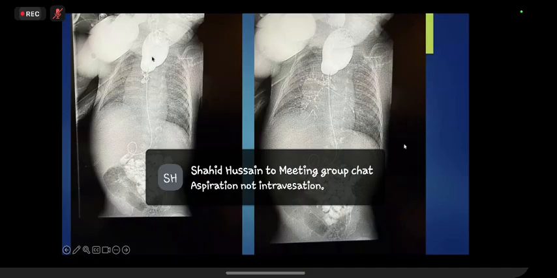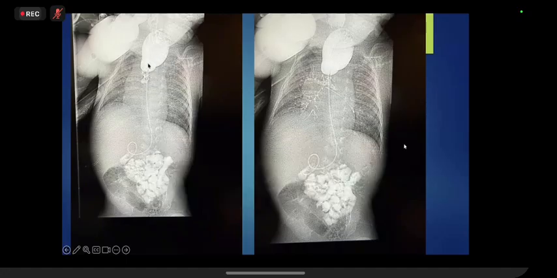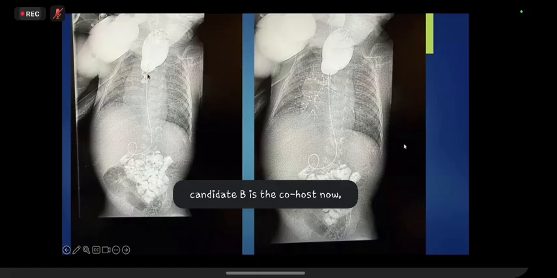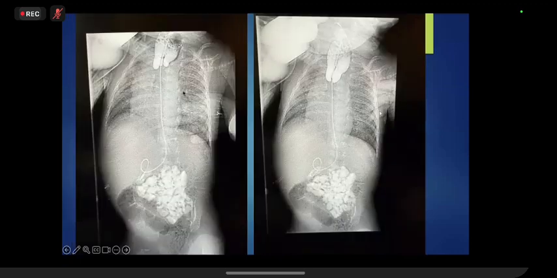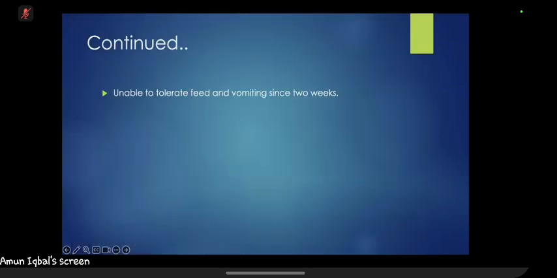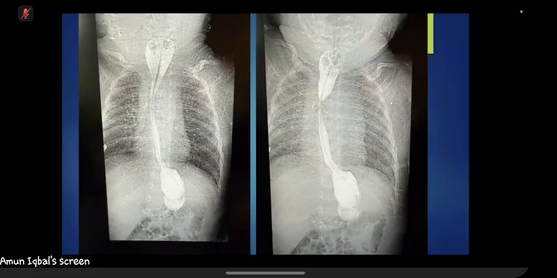And when the contrast is about to opacify the distal part of the esophagus, it is actually not opacifying the distal part. It is creating a communication with the tracheobronchial tree. So in the previous film, when we go back, you could see that even with the dilatation, the distal part of the esophagus was still opacified.